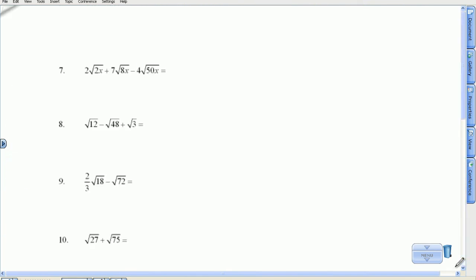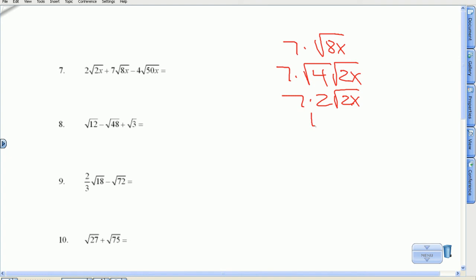Okay, going to our next page here. 2x, 8x, and 50x. Well, 2x is in simplest form already. 2 is prime. X to the first power cannot be simplified. So there's a very good chance radical 8x can be simplified. Let's see. I can take the square root of 4. I cannot take the square root of 2x. So 2 radical 2x is radical 8x reduced. There's a 7 out in front. So that's 14 radical 2x.